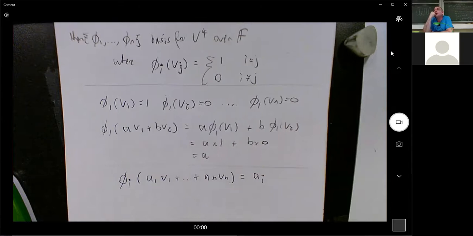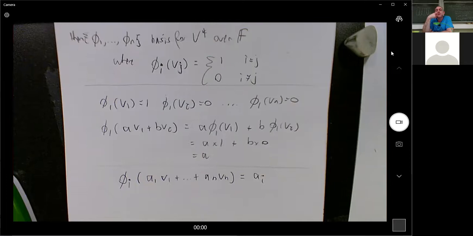Which is really cool. It's what dot producting does. Like if you've got the standard basis vectors, that's what they do. They tell you that coordinate when you dot product with things. So very cool.